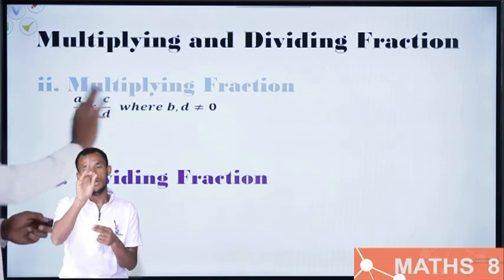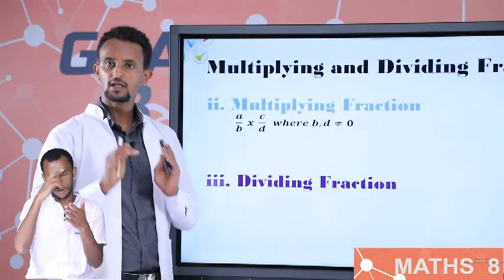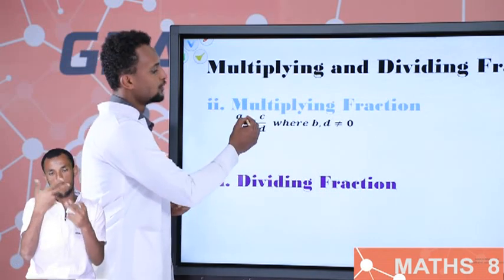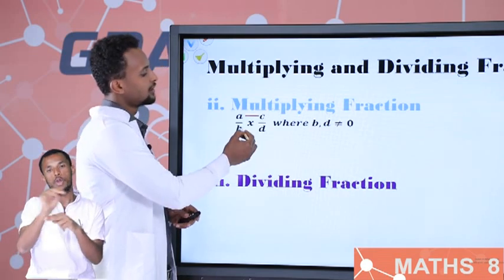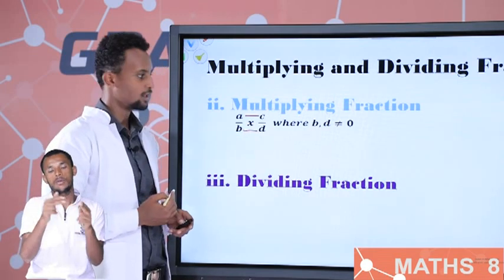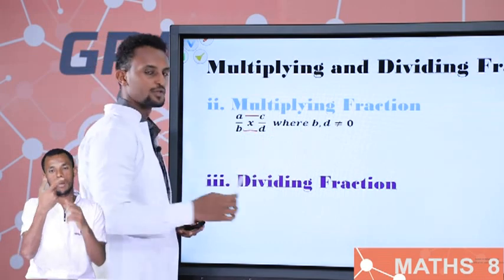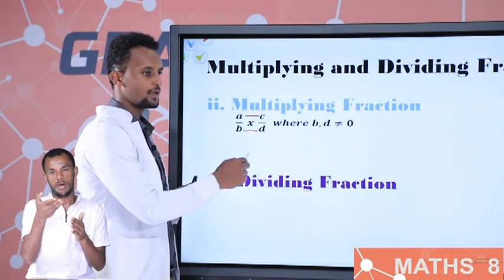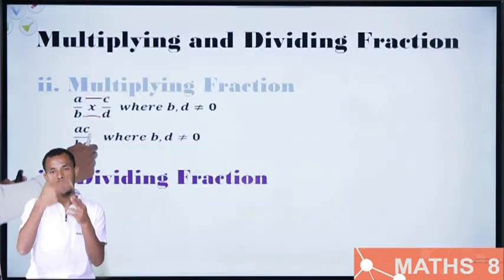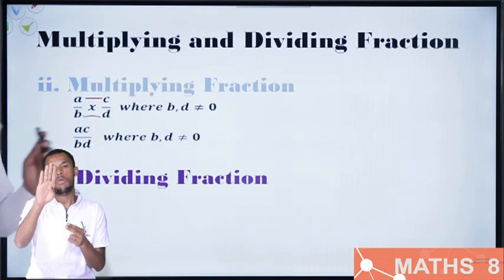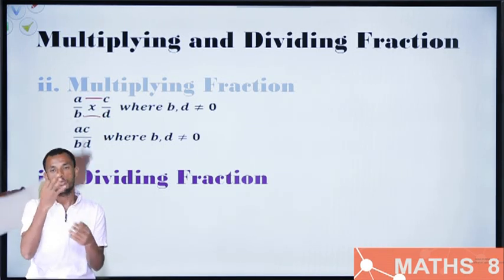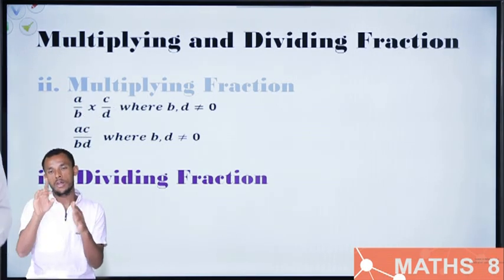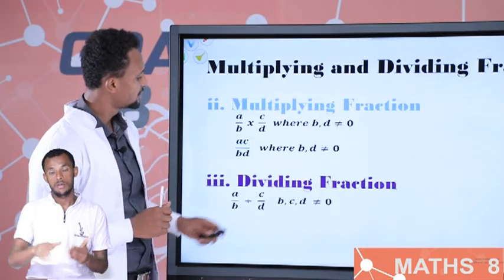They have different denominators, but in this case, simply multiply numerator by numerator and denominator by denominator. But b and d have to be different from 0. As I told you before, the denominator is always different from 0. Therefore, a over b times c over d will be ac over bd. Simply, in the multiplication of fractions, the numerator is multiplied by the numerator and the denominator by the denominator. The next thing is dividing fractions.